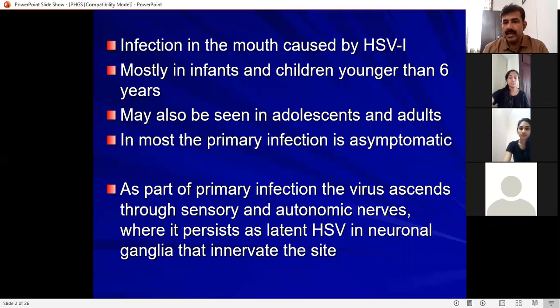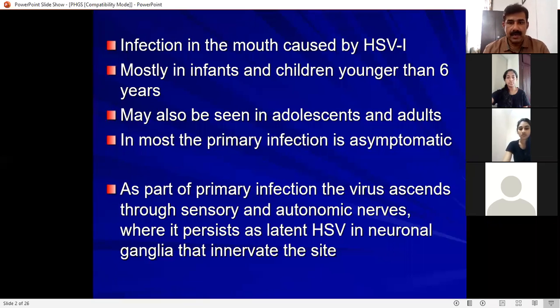Now, this is caused as a result of herpes simplex virus 1. You have different types of HSV, or herpes simplex virus, and the virus that causes this particular disorder is the HSV1 virus. And as I told you before, this occurs in very young children, mainly in infants and children younger than 6 years. That is where you find this herpetic gingivitis.